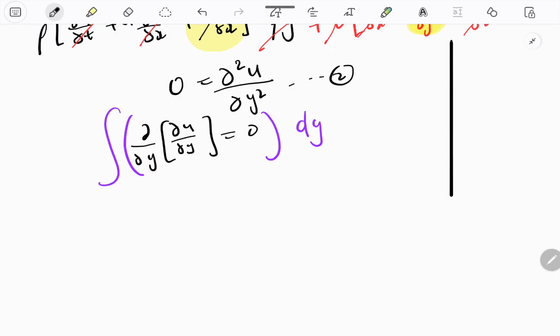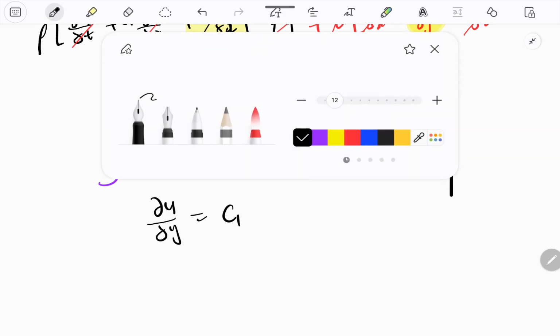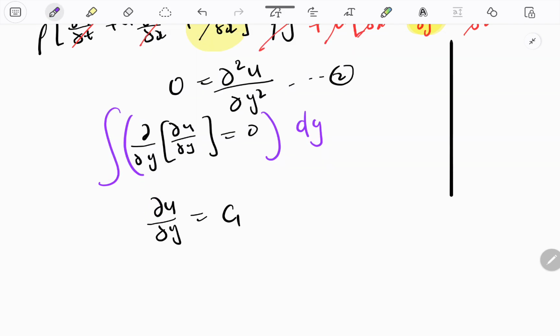Then this thing will cancel that, then I'll end up having du/dy here. Differential can undo integral, the other way around also. Then I'm going to get my first constant. Then I'm like, okay, why not again? Then we do it again.